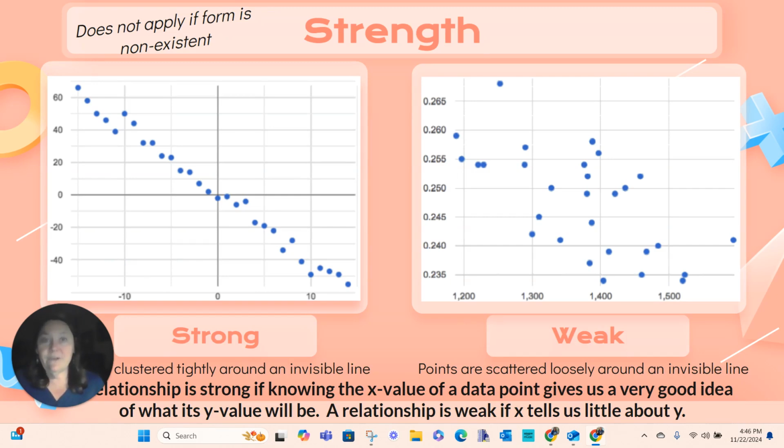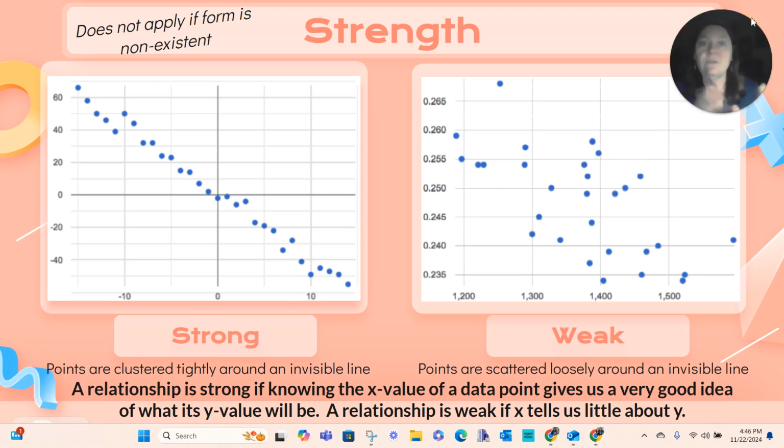And then the third descriptor is strength. Of course, if I don't have any form at all, this doesn't apply because if there's no form, then there's no strength to it. Okay? But the strength, this is where we're going to have a quantifier here in just a minute, but it's either very strong or it's going to be weak. There's going to be a number here applied to this that we can do so that we can talk about in between points here.